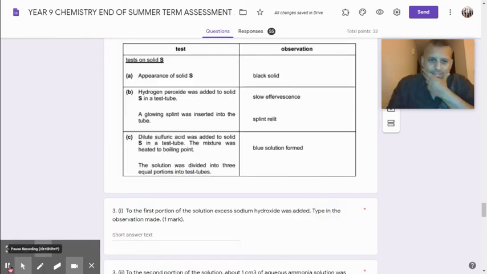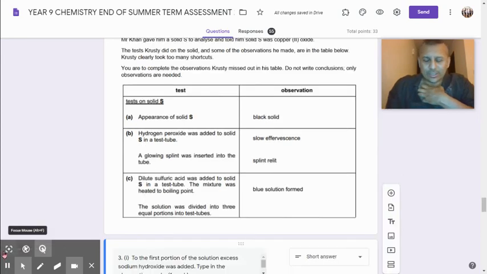So this next question was about observation. So we've been doing tests on cations and anions and on gases as well, flame tests too. To the fourth portion, excess sodium hydroxide was added. Now this did actually have in the question the fact that this was copper 2 oxide.